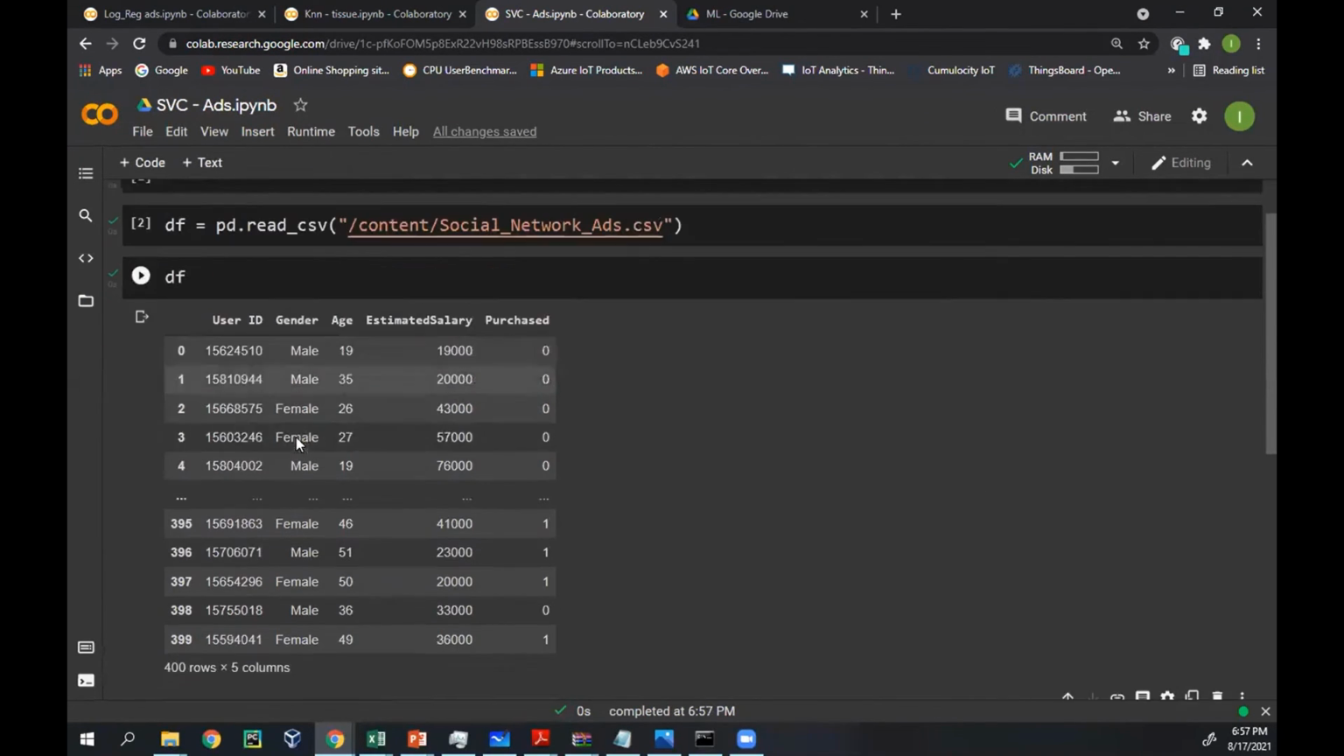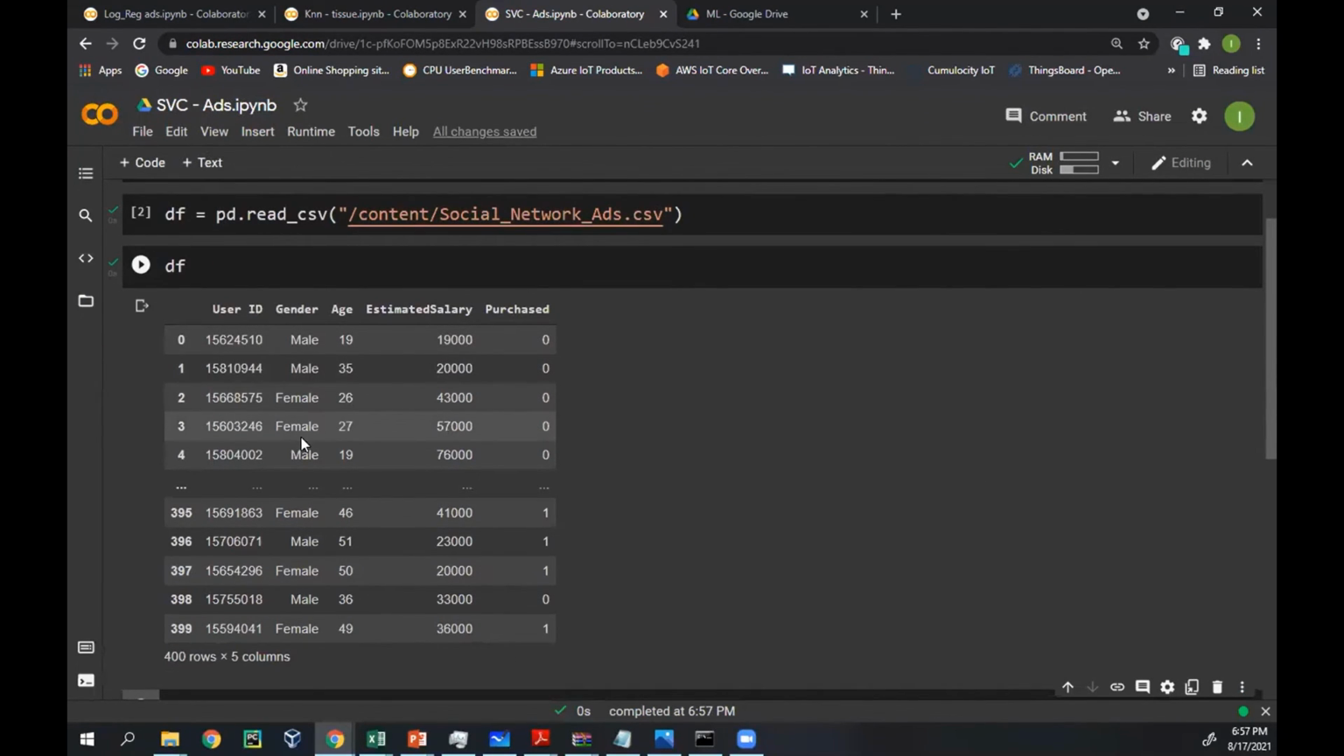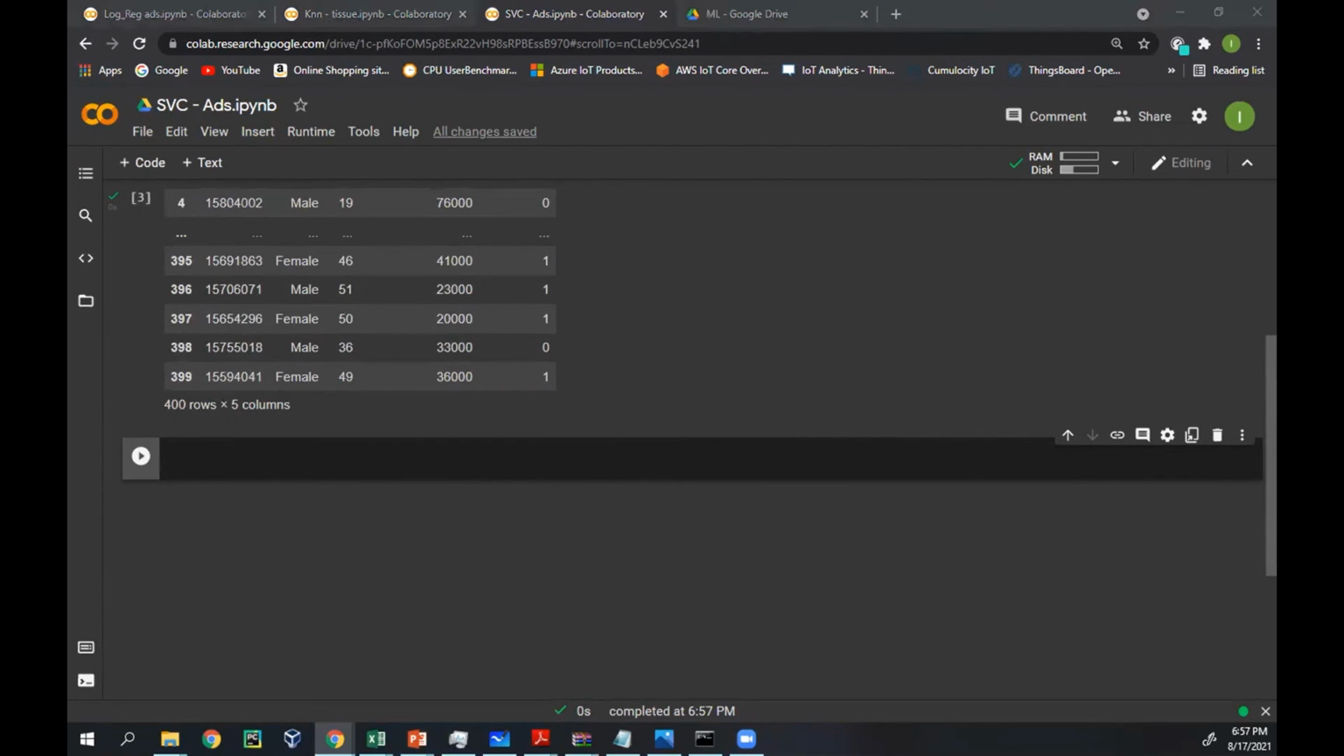If you want, you can convert the gender column. Now you know how to convert the data, right? So you can proceed further with converting the data, but as of now I'm not converting the data. I'm just directly going with age and salary. That's it. So X and Y, we're going to take from the previous part.